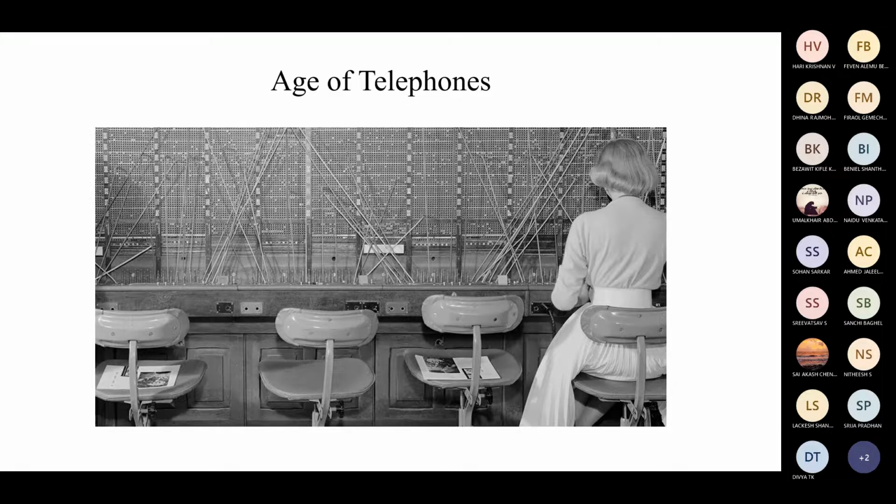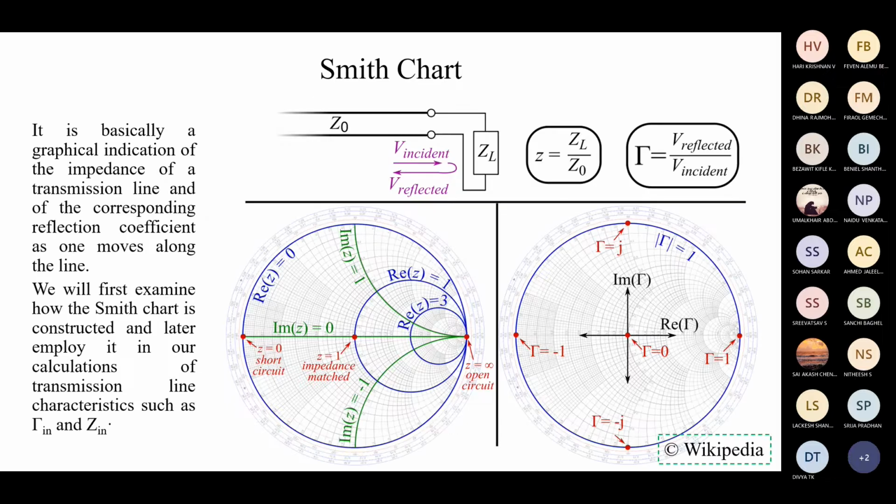But there was a person called Smith. He came up with a very interesting idea, which is what we call the Smith chart. He was a very brilliant mathematician. He converted all the impedance or reflection functions into circle equations. These circle equations, not like a regular polar chart, are often referred to as concentric circles.